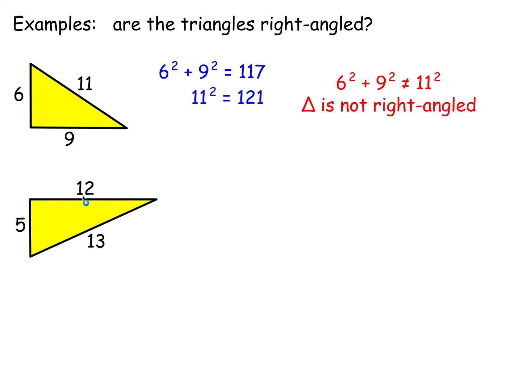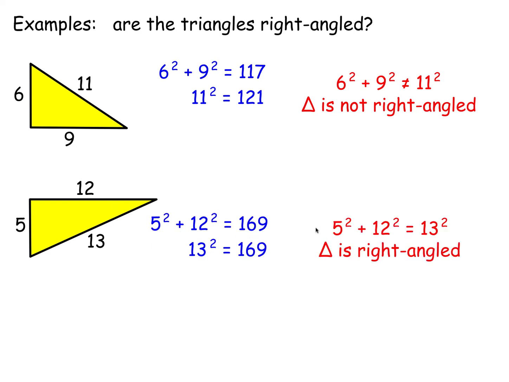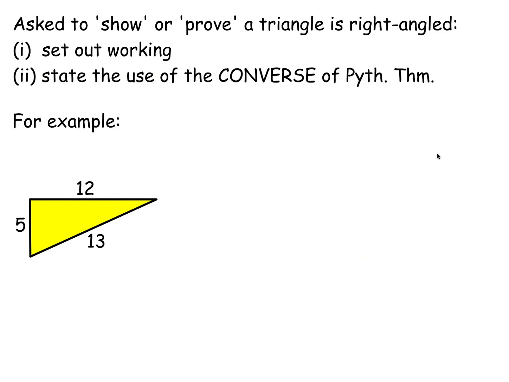Here the triangle's 5, 12, 13. Does 5 squared plus 12 squared equal 13 squared? 5 squared plus 12 squared does make 13 squared. So we can make the statement, since 5 squared plus 12 squared equals 13 squared, the triangle is right-angled. Now normally you have to set out better working than that.